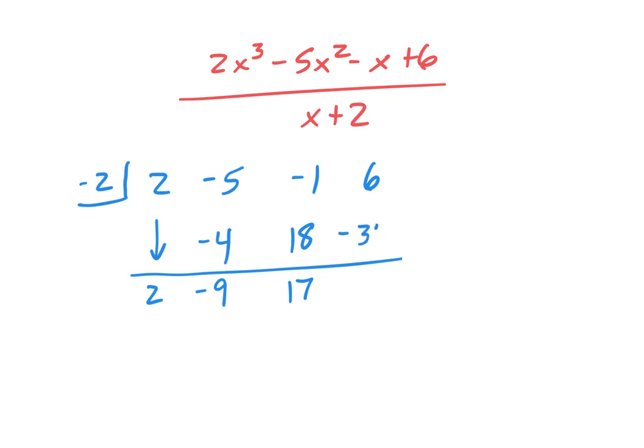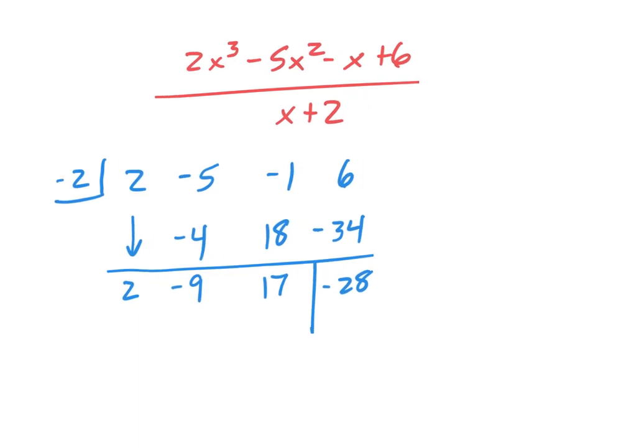And then negative 34. And I always draw a line in right here just to kind of separate it and say this last number is my remainder. And that would be a remainder of negative 28.